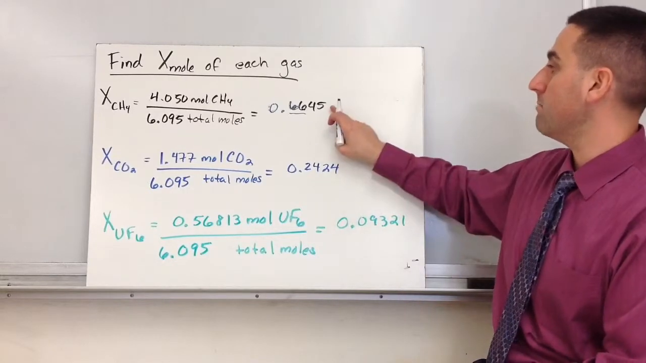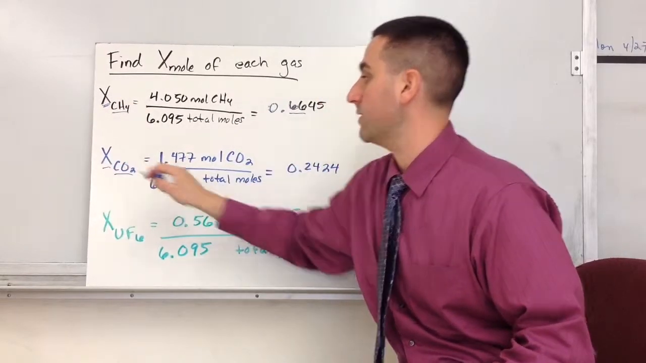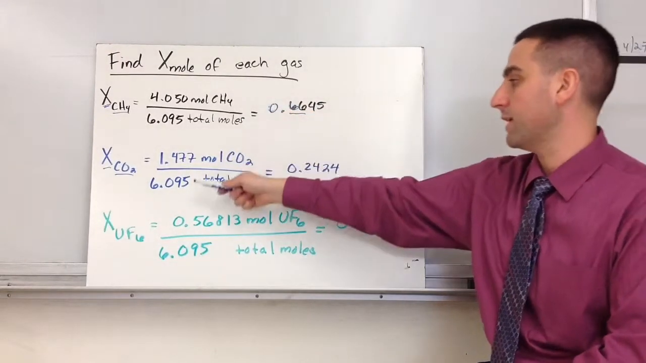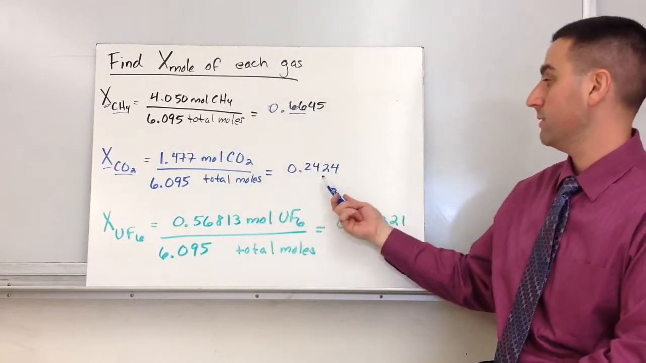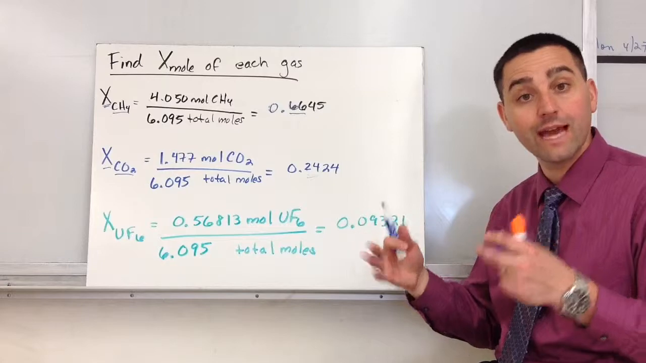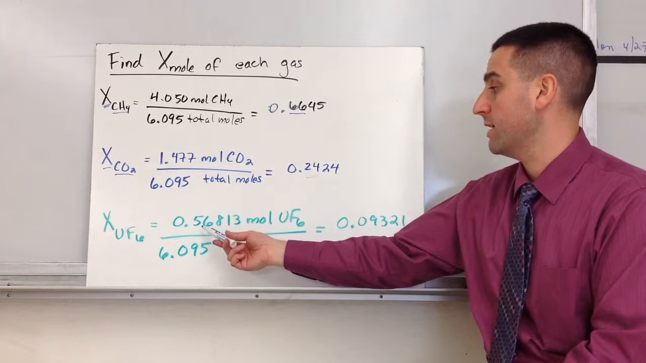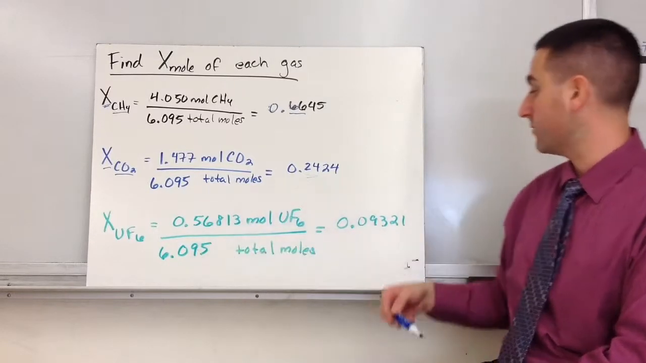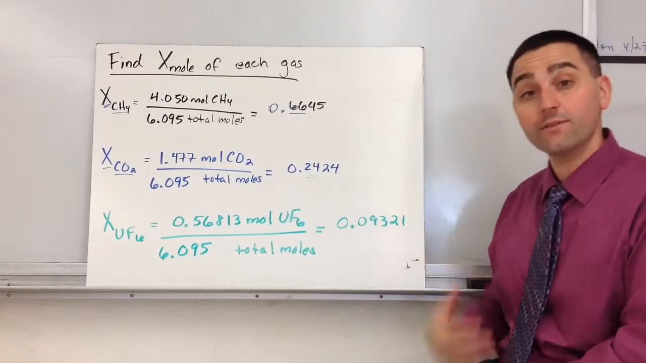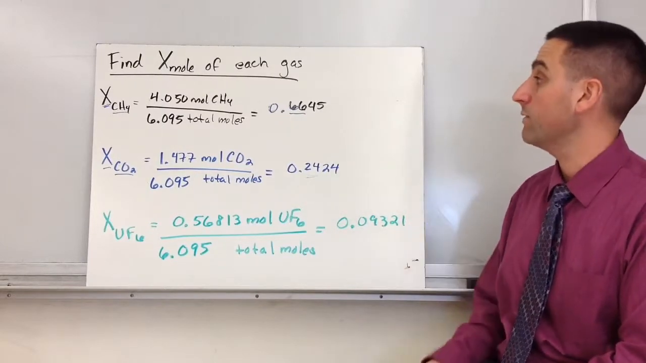Okay? So here's my methane mole fraction, right? The X means mole fraction of methane, mole fraction of CO2, etc. Take my number of moles of CO2, divide it by the total moles in the mixture, and CO2 roughly makes up 24% of that column of gas that I'm collecting. And finally, I do the same procedure here for UF6. We got a little over half a mole divided by the total. So these are our mole fractions, right? They're a percentage. If we multiply them by 100, they give us a percentage.